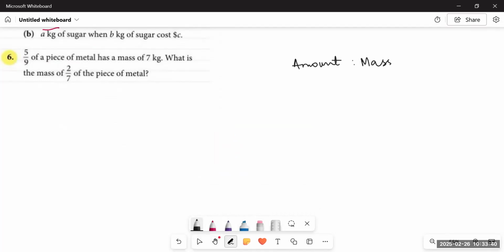In the first one, they're saying 5 upon 9 of a piece of metal has a mass of 7 kg. So we can write 7 kg. And what is the mass of 2 upon 7 of the piece of metal? So we can write 2 upon 7 ratio x. Next, we write 5 upon 9 ratio 7 is equal to 2 upon 7 ratio x.